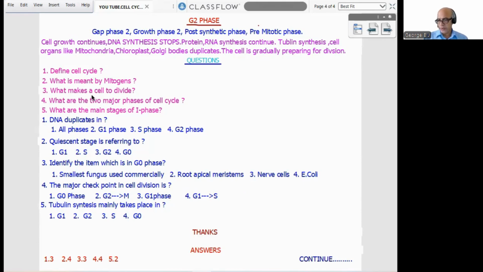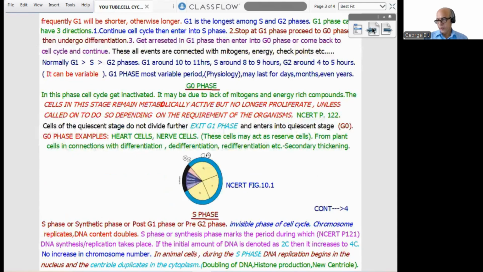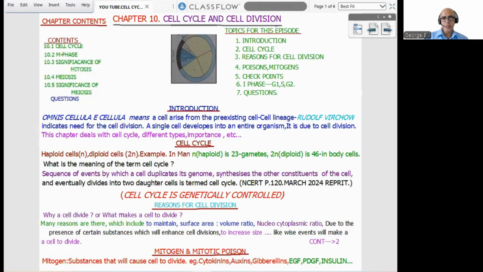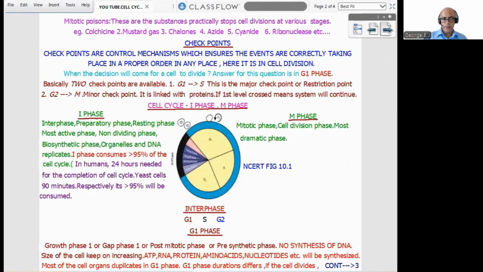After that, 5 theory questions and 5 NEET model questions with the key. So what all things did we learn in this chapter? Just a rewind. That is Cell Cycle and Cell Division, chapter number 10 of NCERT. Here is the content of the chapter. Then, what we discussed in this episode: introduction, cell cycle, and genetically controlled cell cycle, reasons for why a cell divides or how it divides, mitogen and mitotic poison. Then after that, the famous checkpoints.